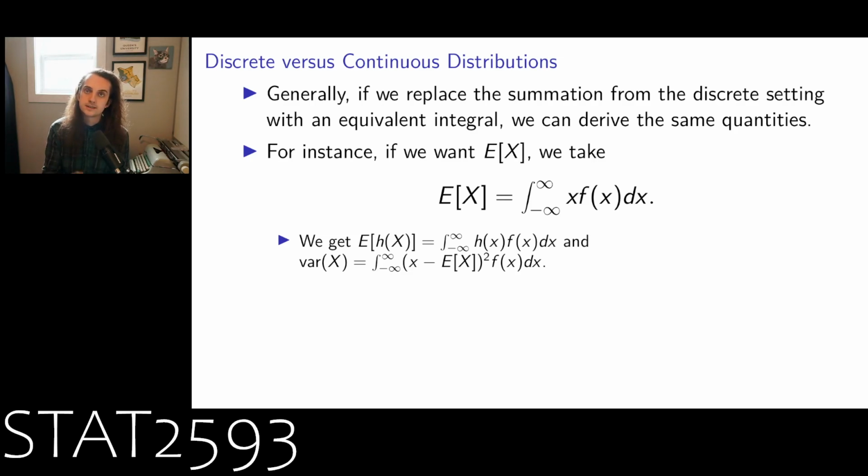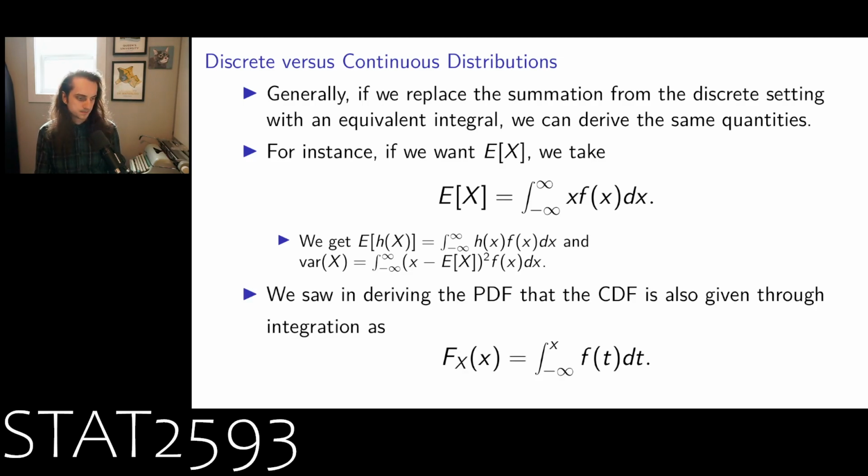So not only can we get a functional representation, we can also get the variance, right? The variance is going to be the integral of (x minus the expected value of x) all squared, times the density, right? And so all of these things translate exactly the way you'd expect them to.